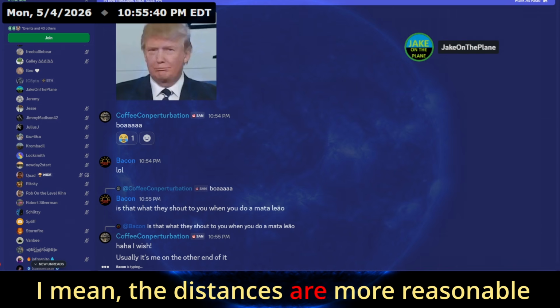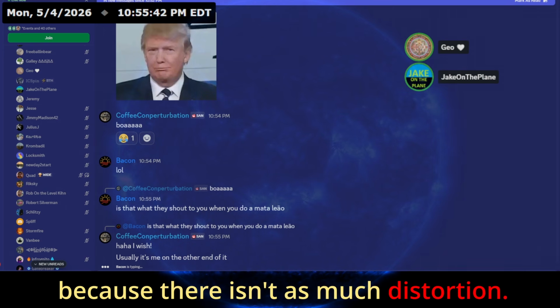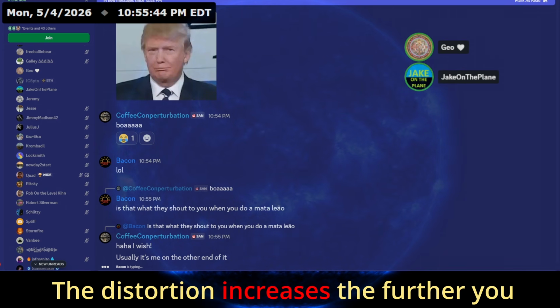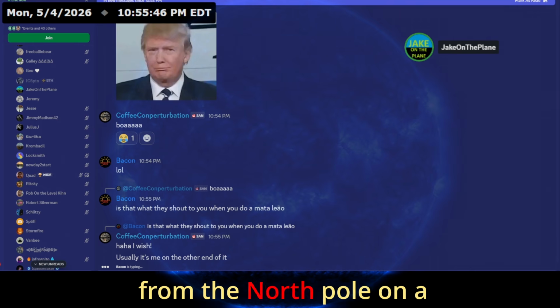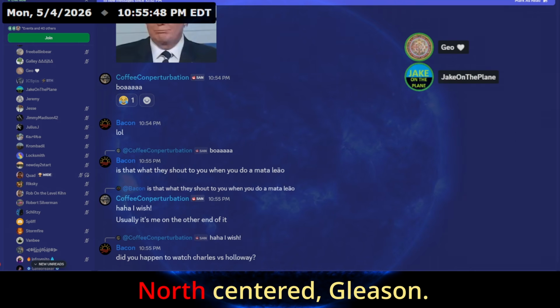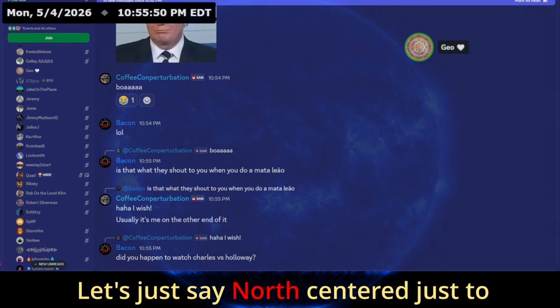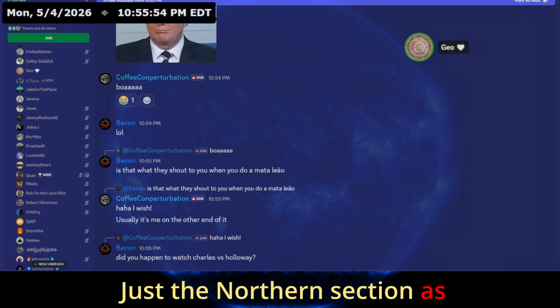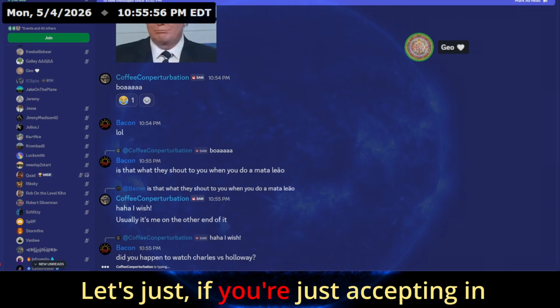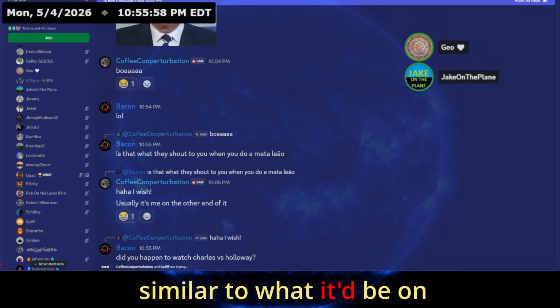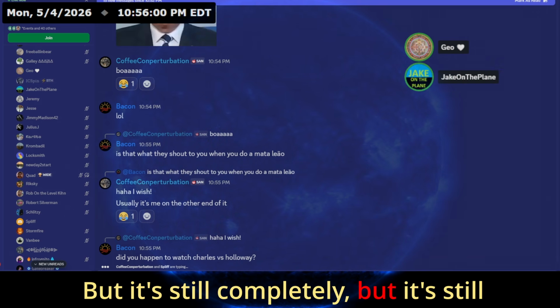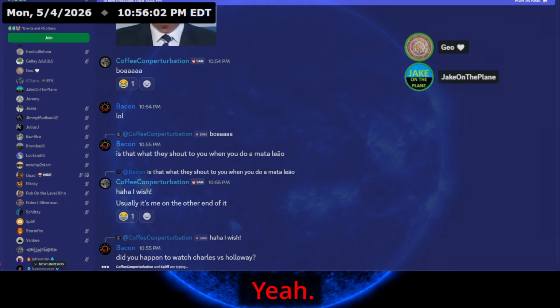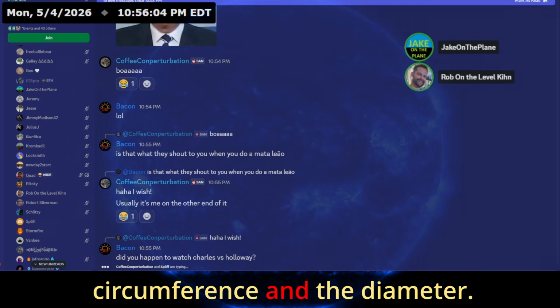I mean, the distances are more reasonable because there isn't as much distortion. The distortion increases the further you go from the North Pole on a north-centered map. Yeah, let's just say north-centered, just up to the equator but not past it, just the northern section as it relates to a globe, right? If you're just accepting in general, okay, pretty similar to what would be on a globe, or at least. But it still can't capture the relationship between the circumference and the diameter.